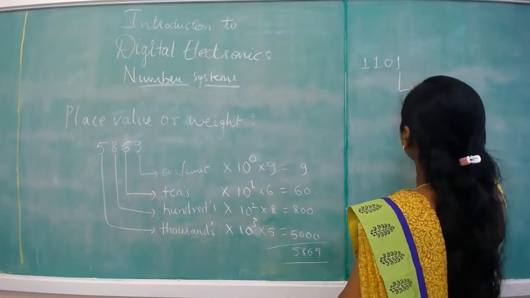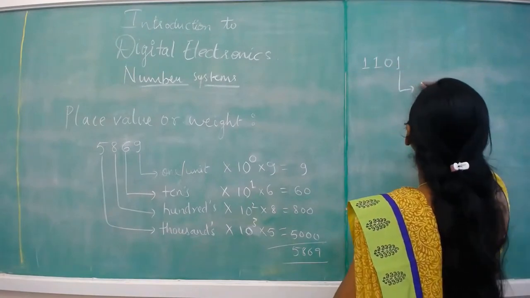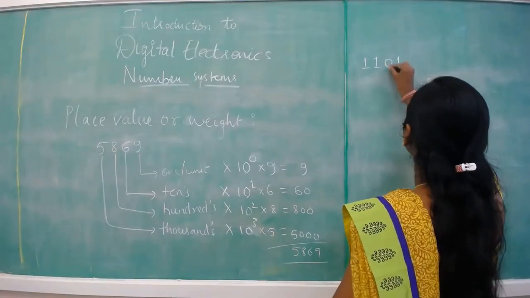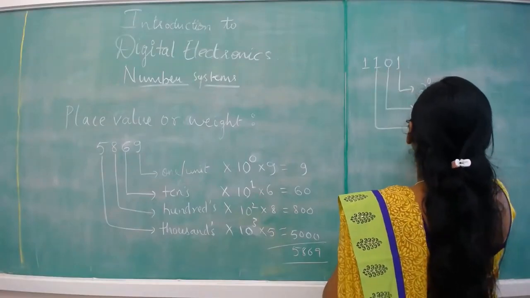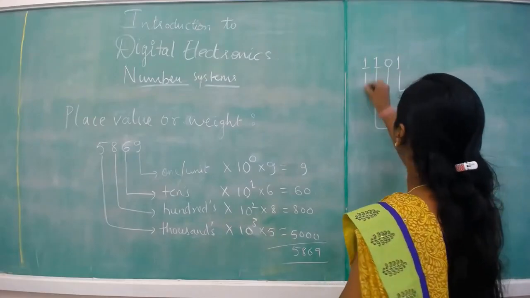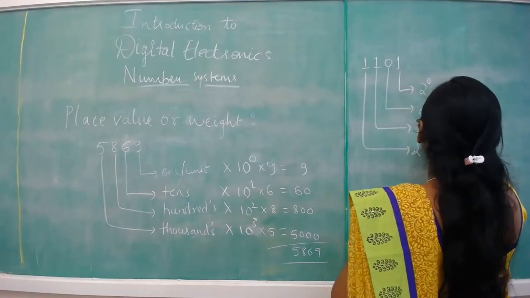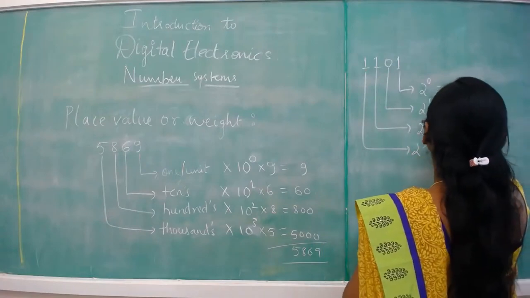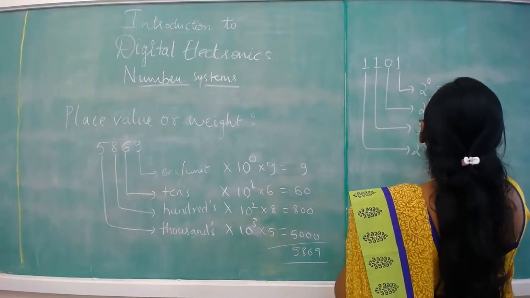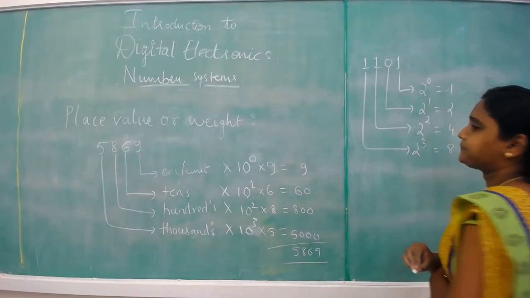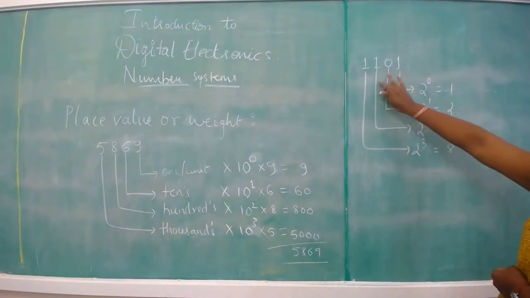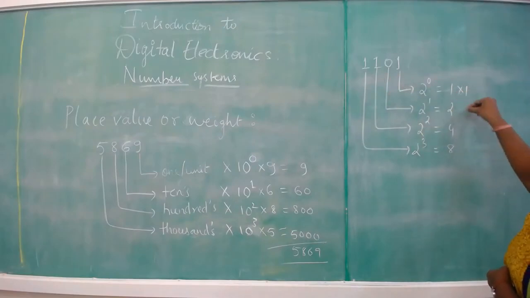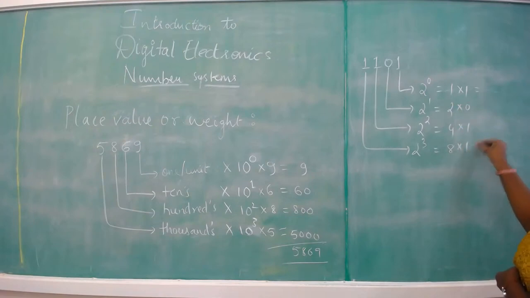Okay. This is having the place value of 2 to the power of 0, 2 to the power of 1, 2 to the power of 2, 2 to the power of 3. That is nothing but 1, 2, 4, and 8. Okay. 1, 2, 4, and 8. So whatever value is placed here, we will simply multiply it. That is into 1, into 0, into 1, and into 1.